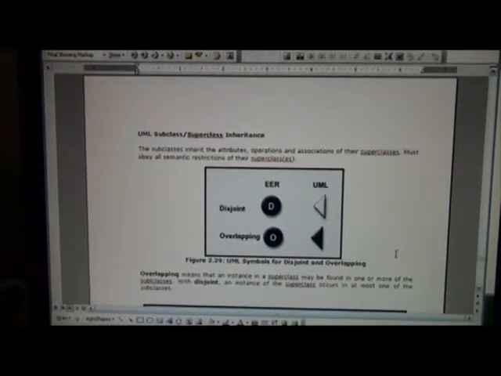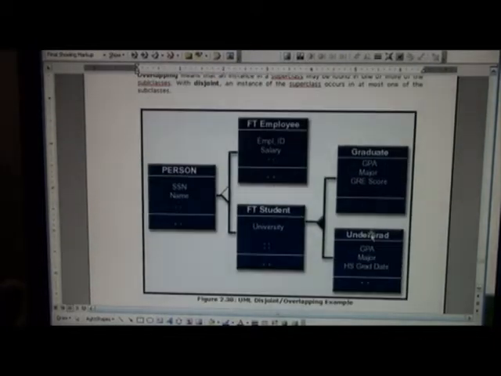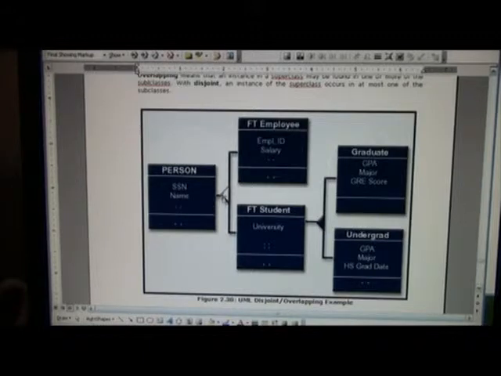Like EER, UML has this notion of superclass and subclass. So to show a disjoint in EER, we have an opened UML triangle that is not filled in. To show overlap, we would actually fill that in, the little triangle there. So for an example, we might have a person and disjoint, which means they're a full-time employee or full-time student, but not both. But if they're a full-time student, they might be a graduate, undergrad, or both at the same time. So if it's open, it's disjoint. Filled in, it means overlap.